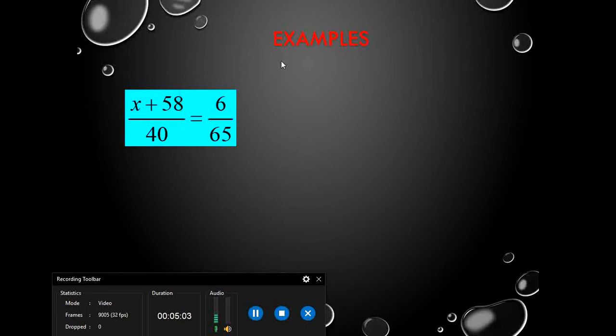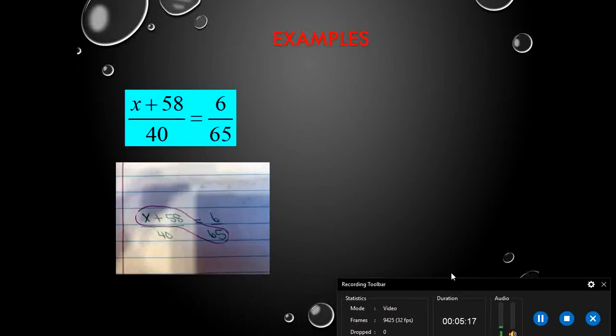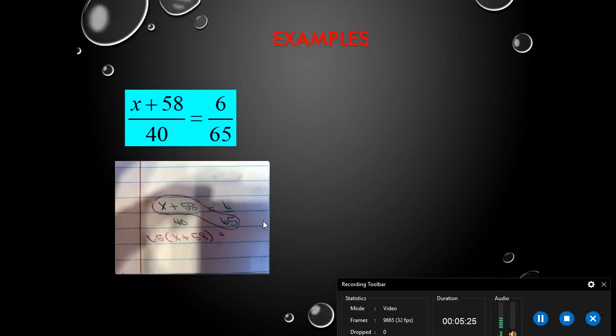In this example, we don't have just an x in the numerator, we actually have a quantity. We need to be careful with these. I'm still going to start the cross multiplying process where the variable is located, so I've circled what I want to multiply. When you put this in a horizontal format, you need to use grouping symbols. So x plus 58 needs to go with parentheses. Otherwise, we're going to have a mistake in our equation.